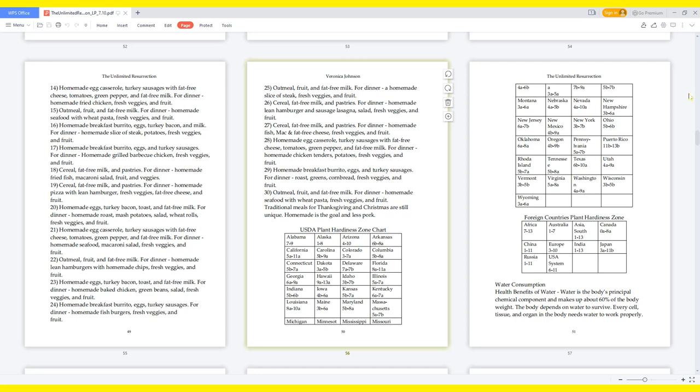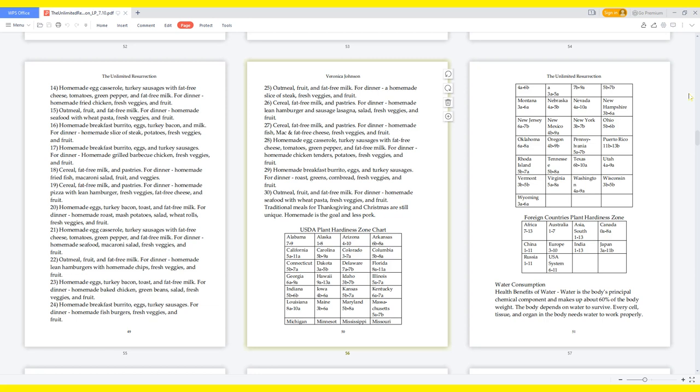Day 15: Oatmeal, fruit, and fat-free milk. For dinner, homemade seafood with wheat pasta, fresh veggies, and fruit. Day 16: Homemade breakfast burrito, eggs, turkey bacon, and milk. For dinner, homemade slice of steak, potatoes, fresh veggies, and fruit. Day 17: Homemade breakfast burrito, eggs, and turkey sausages. For dinner, homemade grilled barbecue chicken, fresh veggies, and fruit.